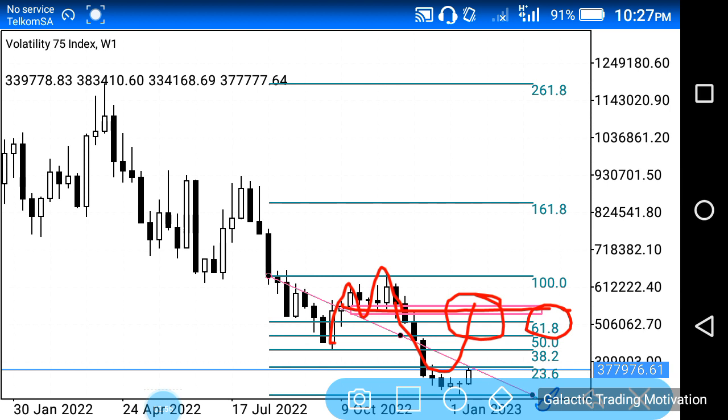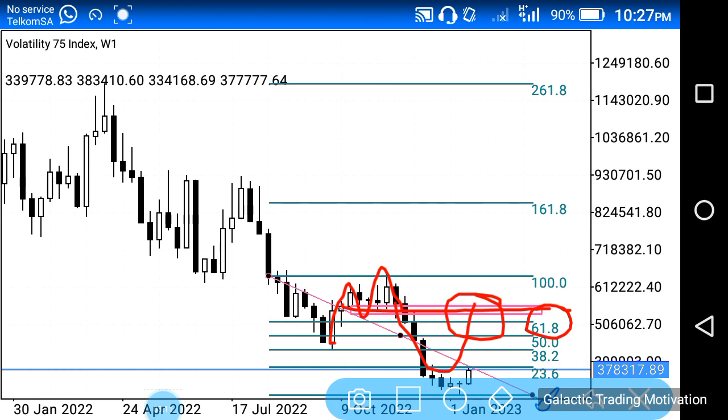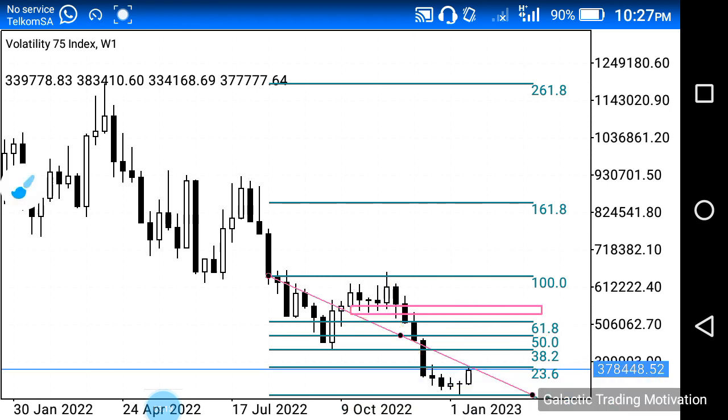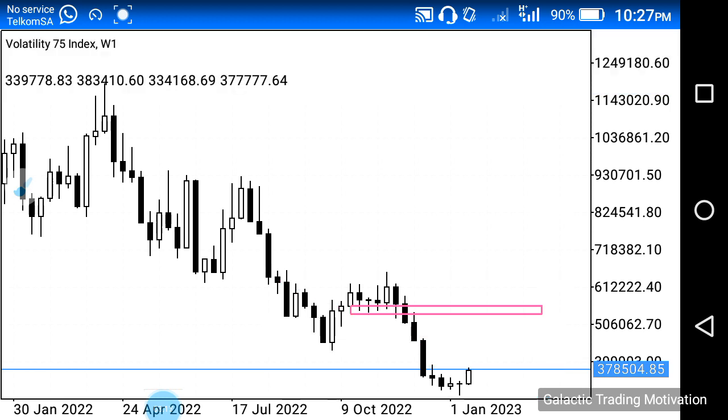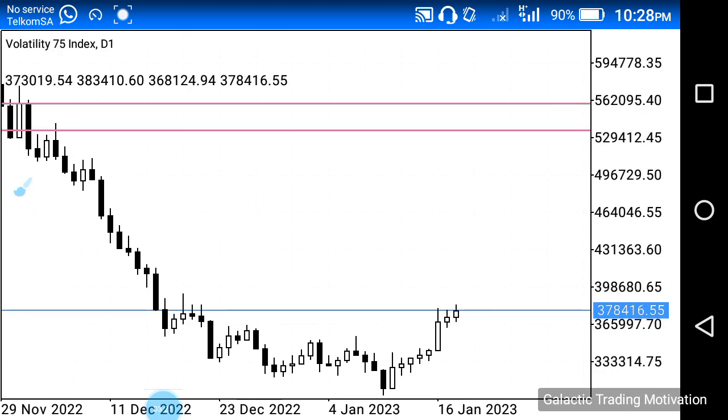Over and above us having the M structure, the neckline of that M structure, and in the future possibly price retracing to the neckline, which aligns with the 61.8% Fibonacci retracement level, we would also need further confluence and further reasons for why we should be selling. We're not just going to sell, right? Anyway, from here, what I'm going to do is head down to the daily chart. Just bear with me, guys.